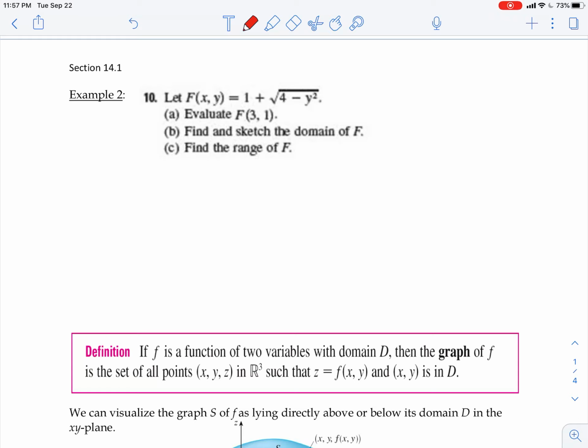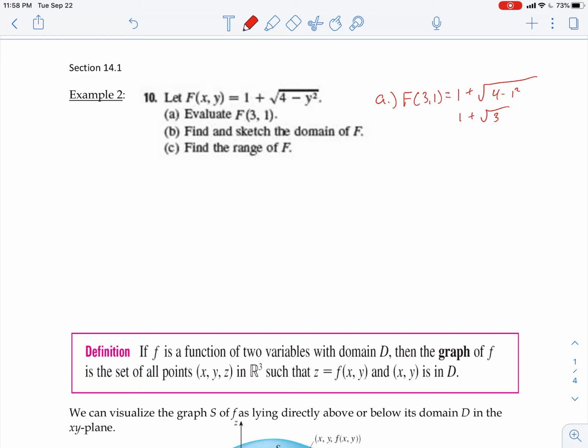So we're just going to evaluate f of 3, 1, and so we have our function. And there is no x value to plug 3 in, but there is a y value to plug 1 in. So I'm going to have 1 plus the square root of 4 minus 1 squared. And so I get 1 plus the square root of 3. And that is my solution for A.